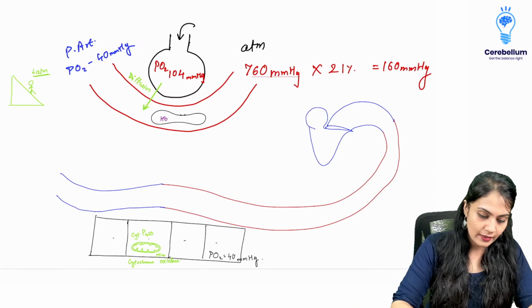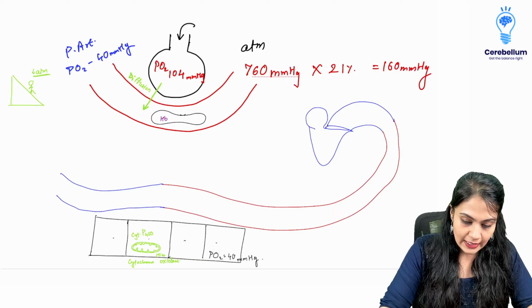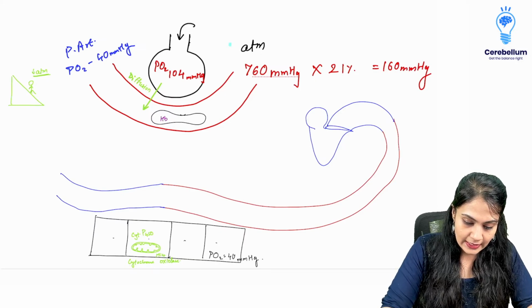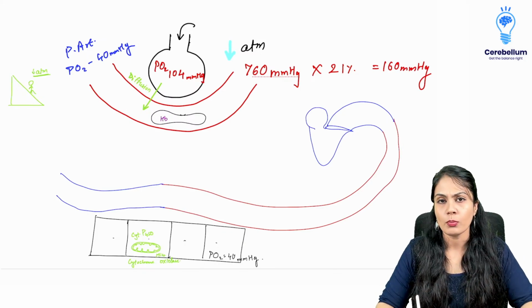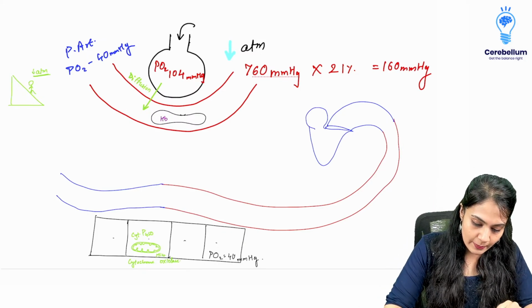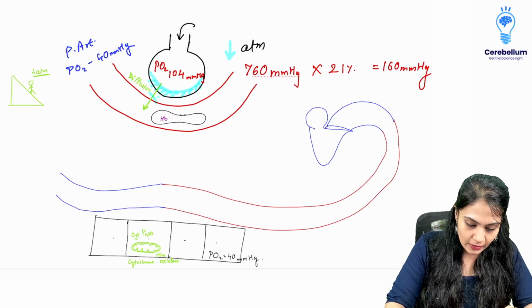So the first thing, I'm just going to code it with the color. First thing, let's say that there is a decrease in the atmospheric pressure, or let's say there is another problem. What is the problem? The problem is the person had the fibrotic lungs, right? Or fibrosis. What will happen? There will be an issue in the diffusion.